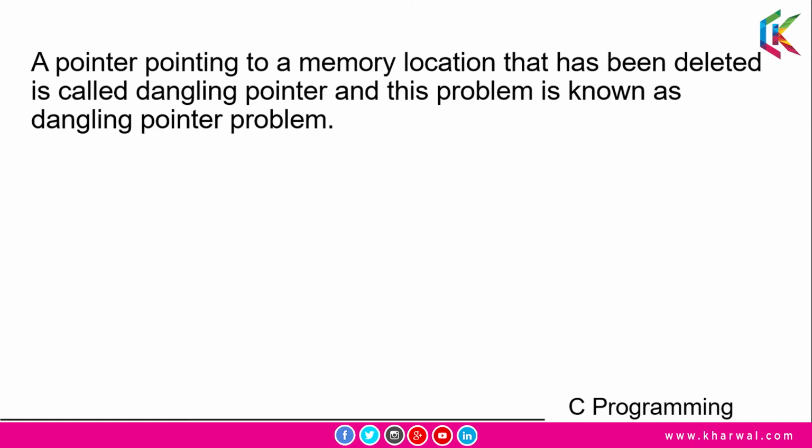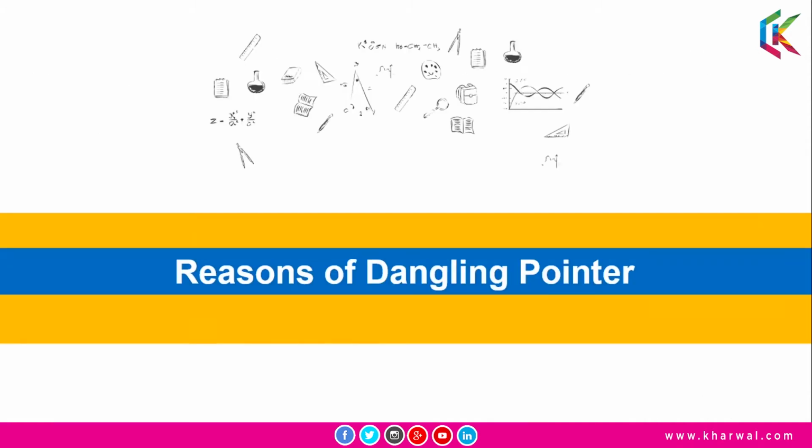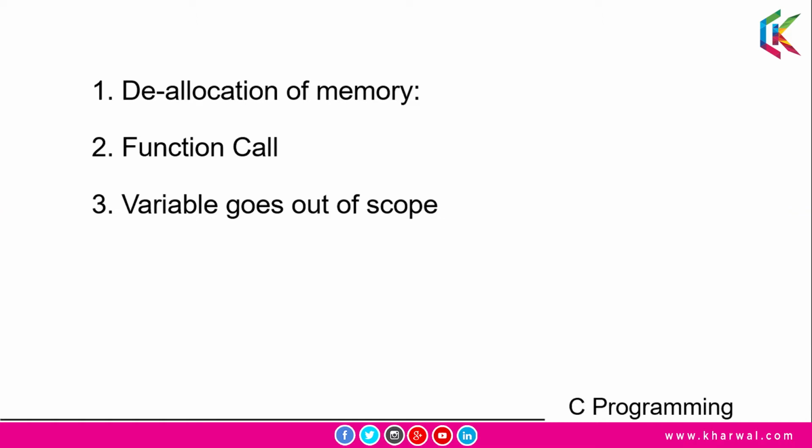Now guys, let's go ahead and discuss the reasons for dangling pointers. Basically there are three main reasons. The first one is deallocation of memory, the second one is function call, and the third one is a variable going out of scope. So let's take a look at each of them.